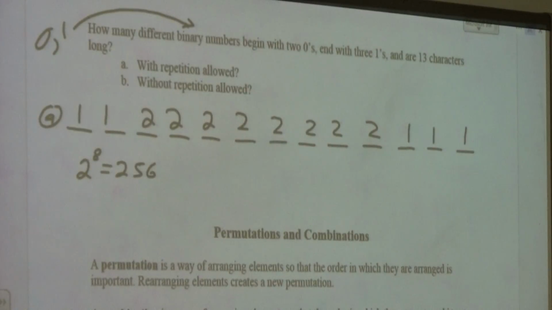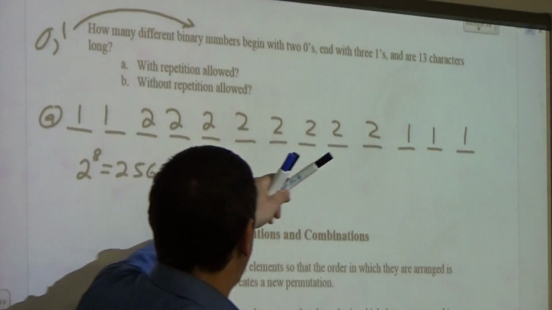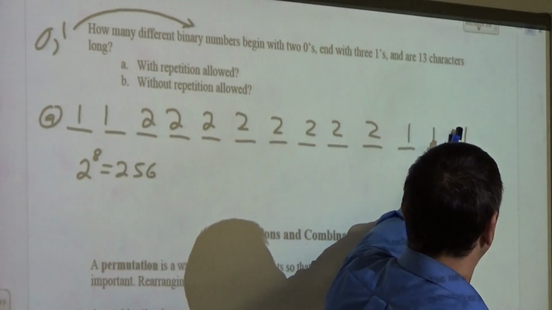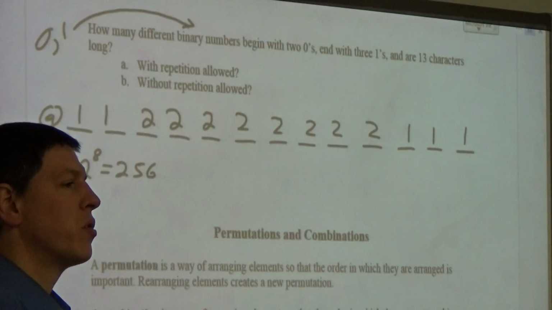And it's 2 just because of the definition. Binary only has 1s and 0s. There's only 2 outcomes, hence the prefix bi. Where the twos are, you could pick a 0 or a 1. It says it begins with 2 zeros, so that's your zeros. It ends with 3 ones, so that's that. But it doesn't say anything else about the middle. The middle could be whatever it wants.